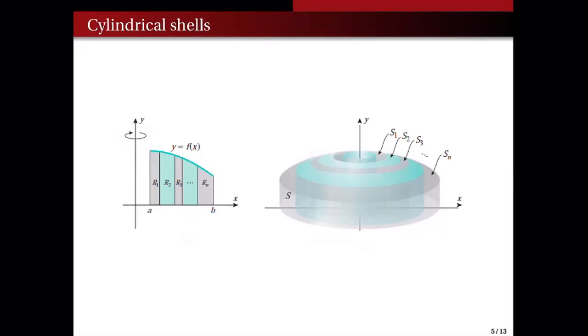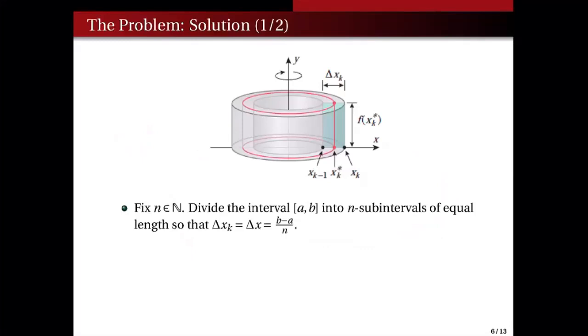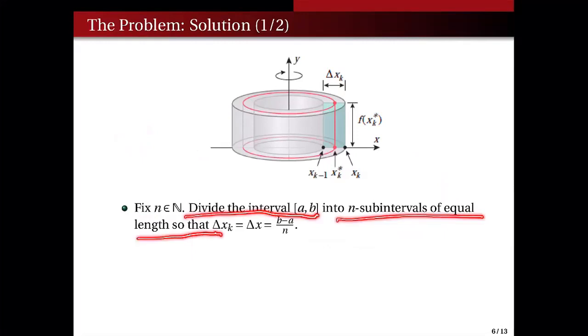So let us do that. Fixed n, we divide the interval AB into n subintervals of equal length. So that your delta x, simply your delta x sub k, is b minus a over n.